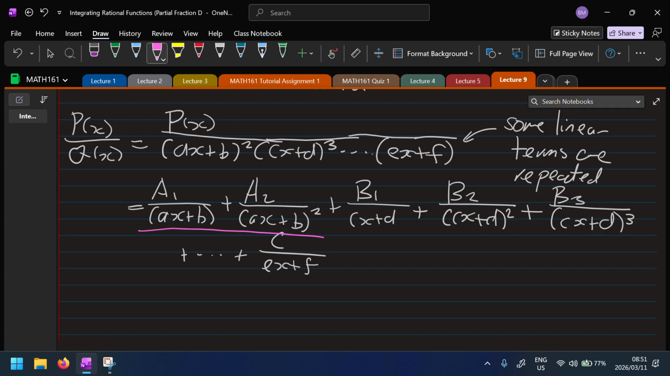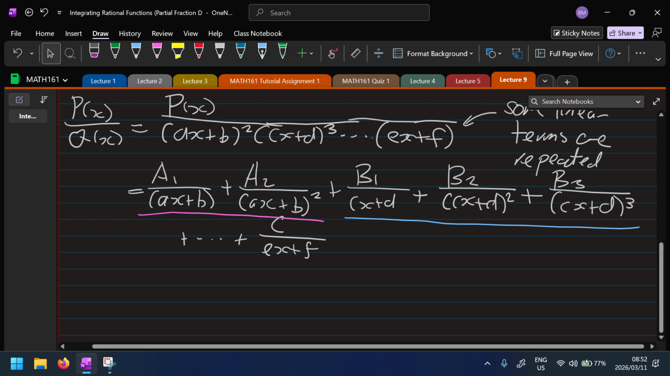So the first 2 is when it's repeated twice. So it's squared, we have 2 terms. One for it being linear, one for it being quadratic. And then the next one, we have it 3 times, one for linear, one for quadratic, one for cubic. If it was repeated 4 times, you'd have 4 terms, one for linear, one for quadratic, one for cubic, one for to the power 4. Yeah, and so on. Everyone get the idea for repeated linear?